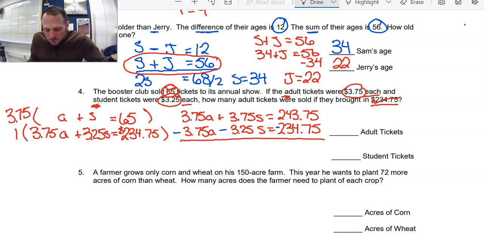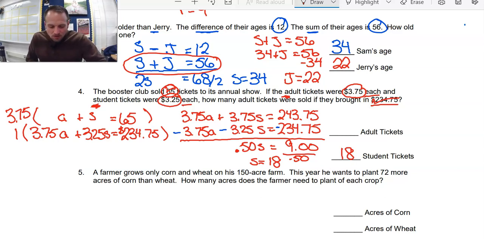Okay. 375A minus 375A is 0. It just cancels. 375S minus 325S, that's going to be 0.50S. And then over here, subtracting that, the 75s are going to cancel. It looks like this is just going to be an even $9. Divide by 0.50, and S is going to be equal to 18. So we sold 18 student tickets.